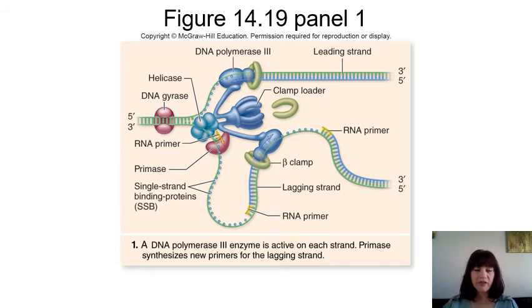Again, this is the DNA polymerase III. And so the leading strand polymerase is just going to keep going. As soon as more of the DNA gets separated, it's going to keep moving forward. The DNA polymerase on the lagging strand is going to run until it hits a previously made fragment. And it's going to let go and move backwards towards the replication fork to find a new primer.